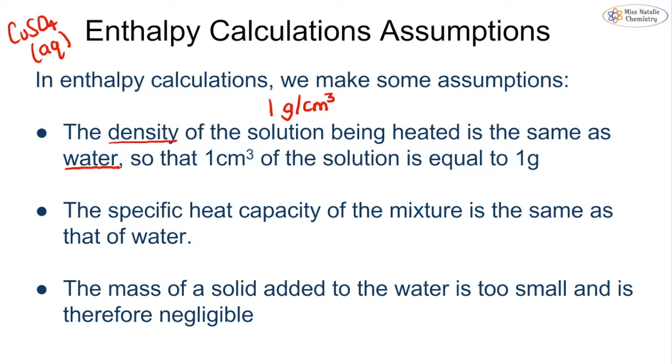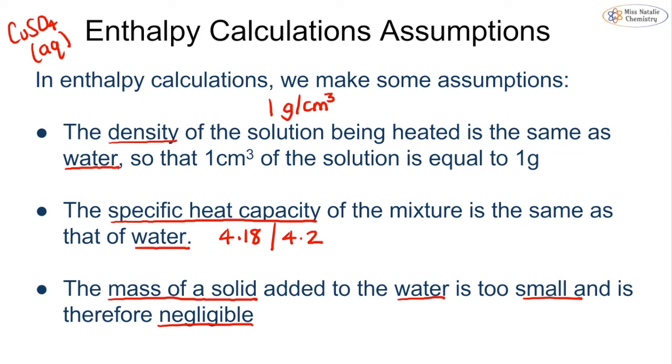We also make the assumption that the specific heat capacity is always the same as water. So we always use a value of 4.8 or 4.2. The question will specify which one they want you to use, but we never use any value other than this. And we also assume that the mass of the solid that we add to the water is so small that it is negligible. So adding any mass of zinc or any mass of any metal, for example, for a displacement, is not going to change what mass of water that we're going to use. So we always simply use whatever the volume was, that's the mass.